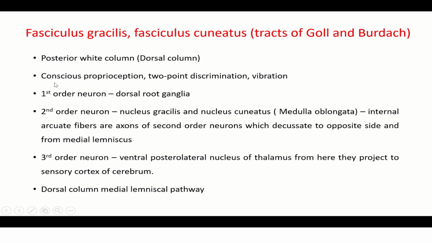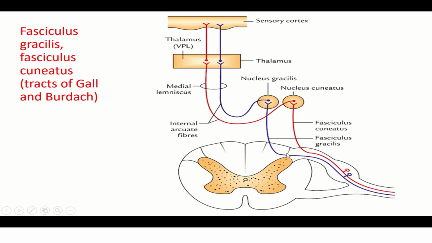So they're mainly concerned with conscious proprioception, 2-point discrimination, and vibration. You can see here first order neurons from the dorsal root ganglia, fasciculus cuneatus and fasciculus gracilis, and here the nucleus gracilis and nucleus cuneatus. Here you can see the second order neuron forming the internal arcuate fibers, crossing to the opposite side and forming the medial lemniscus, and then they are ascending to the thalamus.